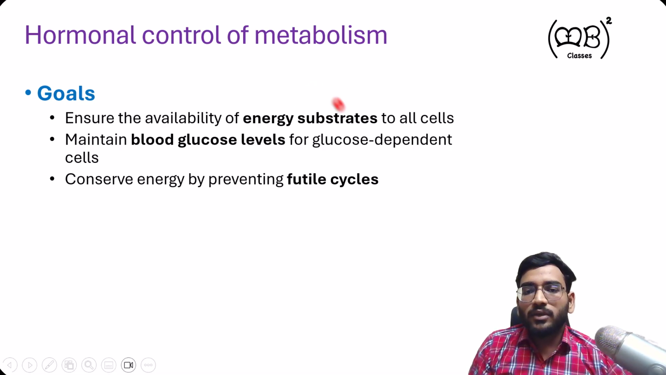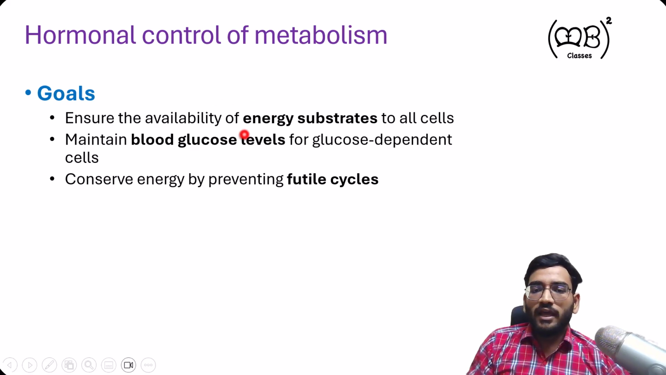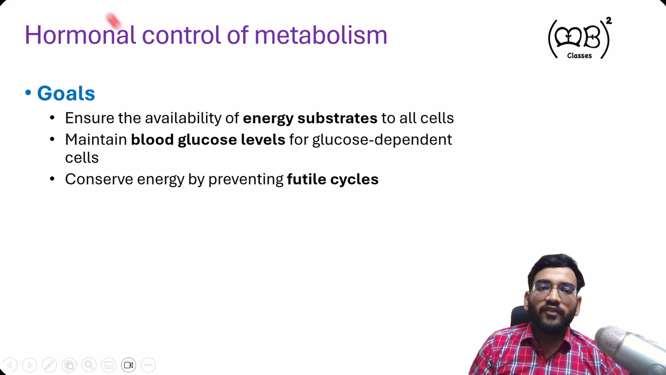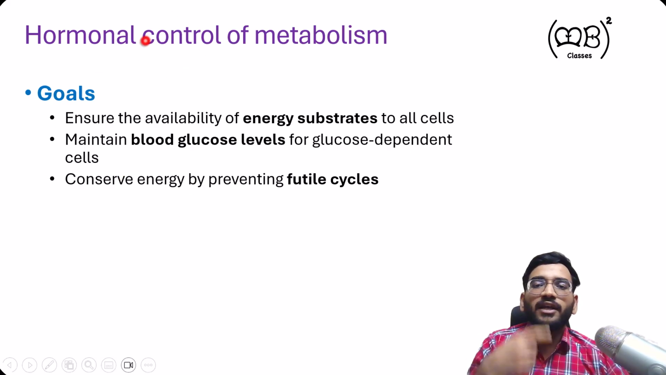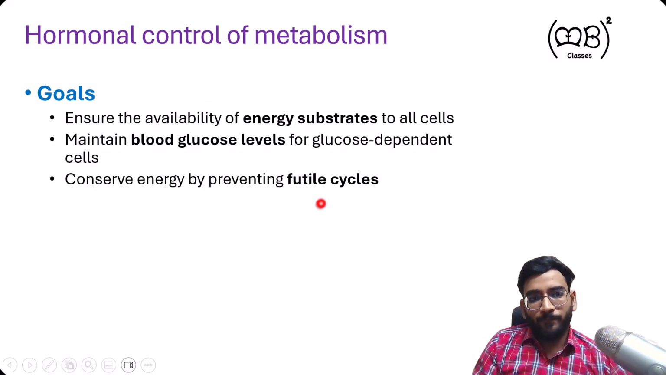See, the energy substrate does not necessarily come from the blood glucose level, but we have to maintain both of these. Energy should be provided to all the cells, and blood glucose should be provided for glucose dependent cells. And the third goal is to conserve energy. If there is no hormonal control, then there might be futile cycles happening. We'll be seeing how the futile cycles are prevented.